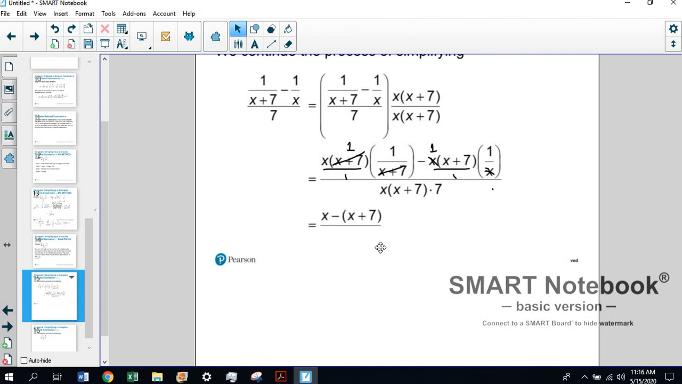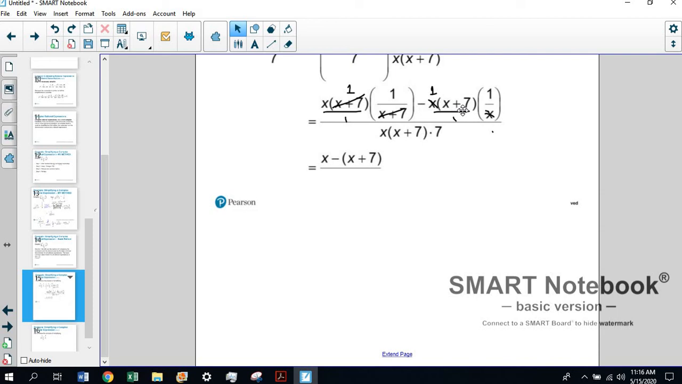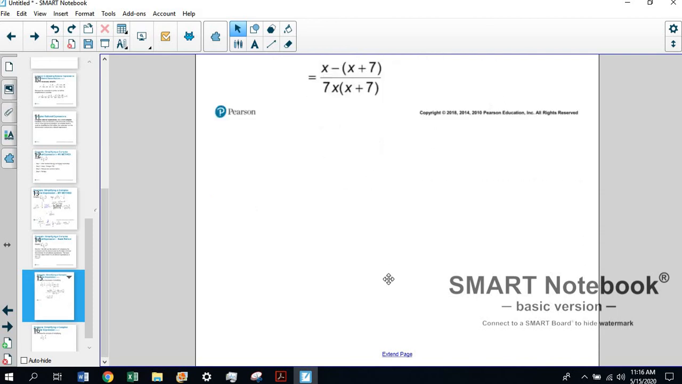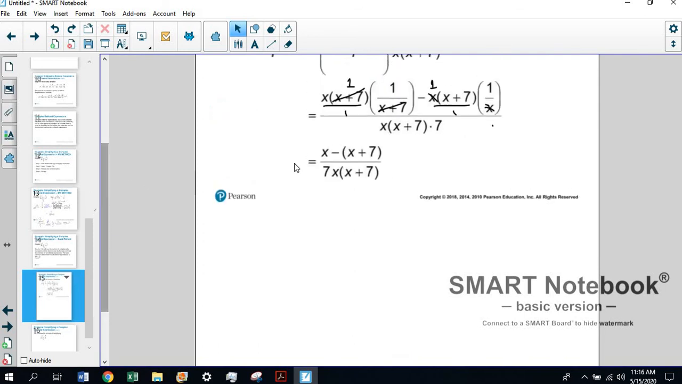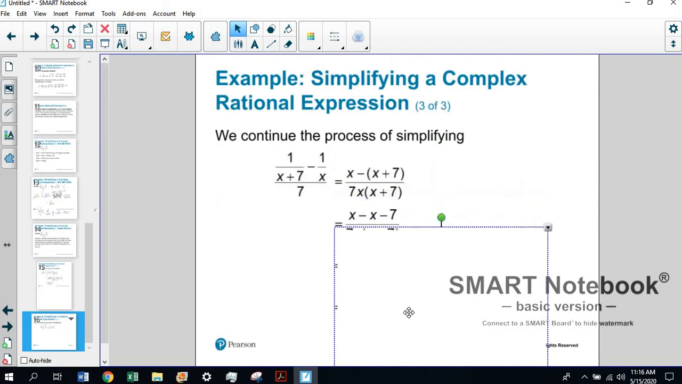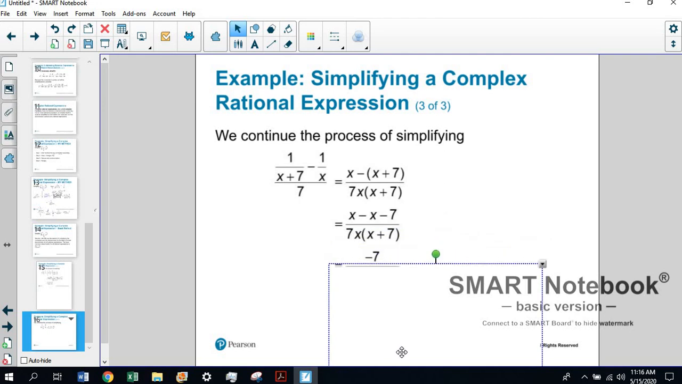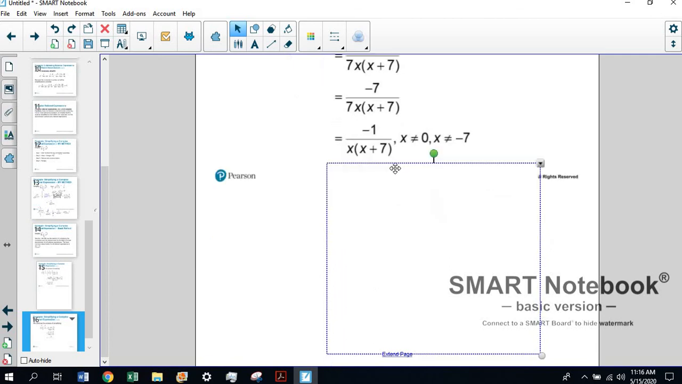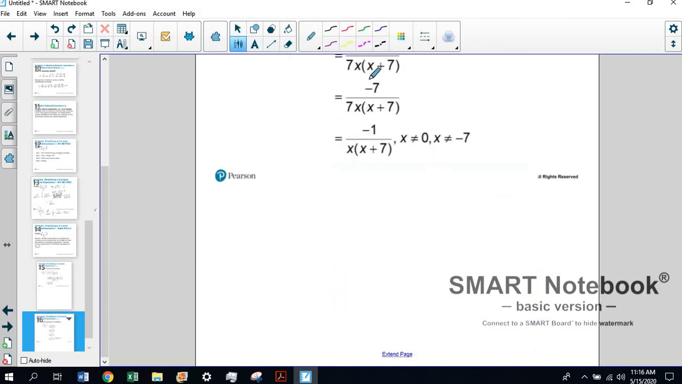And so now I have the numerator is just x minus (x plus 7), right? The denominator is the same. And then as we go beyond that, the next step is to distribute that negative sign. Distribute that negative sign, and then you can subtract the x's, right? And then one last step, of course, for them is they had to divide these 7's away, right? Divide the 7's away, and you're left with negative 1 on top, and an x times x plus 7 on the bottom. Okay, so you're welcome to use that method.